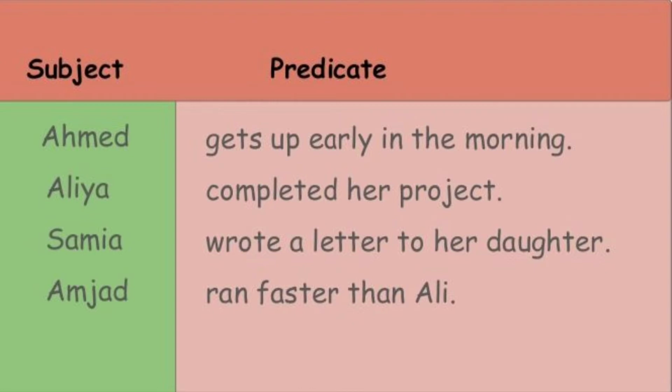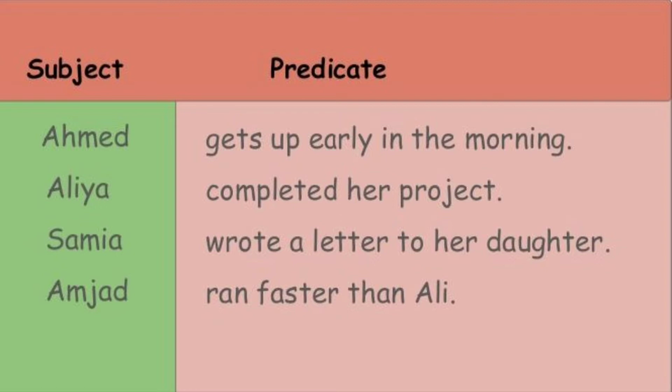If you can identify the subject in a sentence, you have almost done half of the job, in the sense that the predicate will automatically be separated. Okay, let's have a look at these examples. Ahmed gets up early in the morning. Who gets up early in the morning? It's Ahmed who gets up early in the morning. So Ahmed is the doer of an action and gets up early in the morning becomes the predicate. Alia completed her project. Alia is the subject and completed her project becomes the predicate.